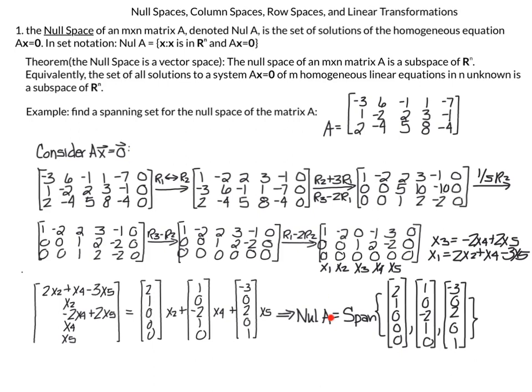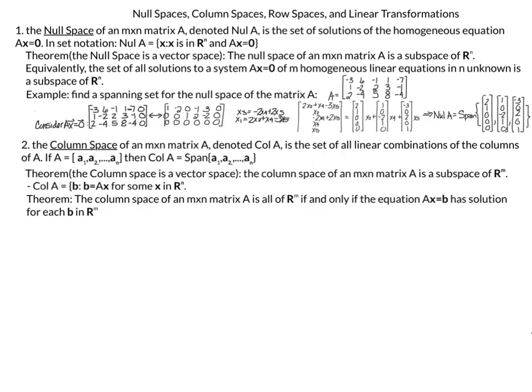And another way of saying this is the null space of A is equal to the span of these three vectors, because span is just the same thing as linear combination. We are ready to go on to our next topic, which is the column space of an M by N matrix A. We denote that with Col A, and it's the set of all linear combinations of the column vectors of A. So if A has the column vectors A1, A2 up to AN, then the column space of A is equal to the span of A1, A2 up to AN.